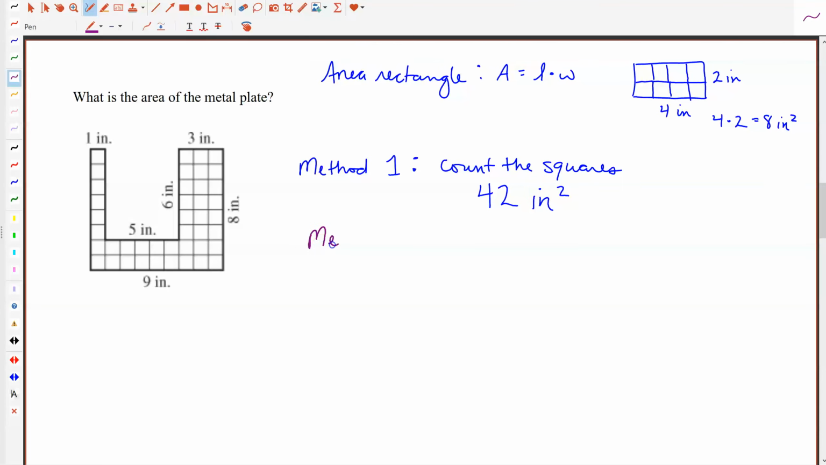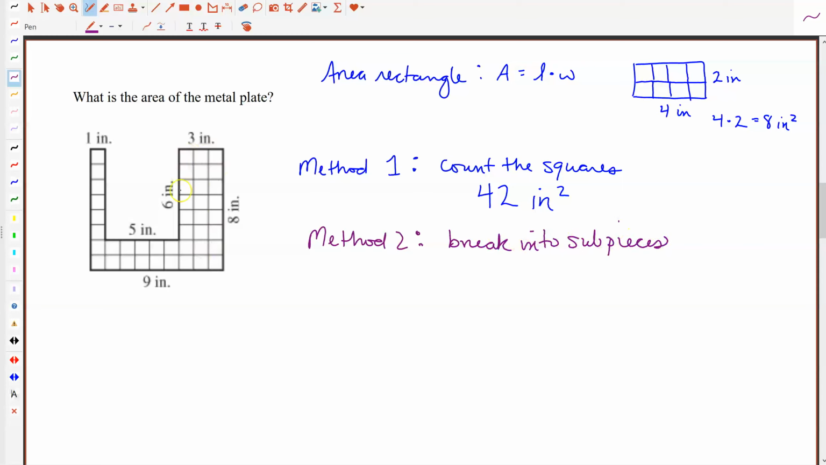But let's talk about some other ways to figure out the area of this metal plate or how many squares it would take to cover it. Now one of the ways of doing this is to maybe break this into pieces where I can find the area of each sub-piece. Okay, so I'm going to say maybe method 2 is break into sub-pieces.